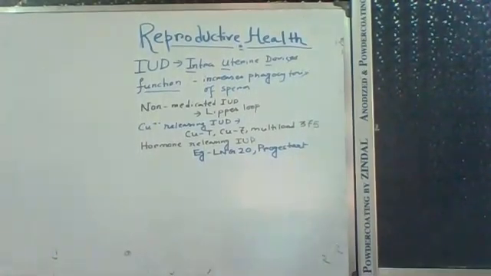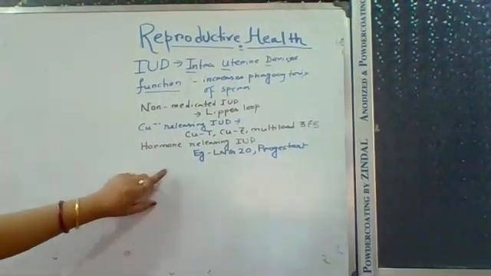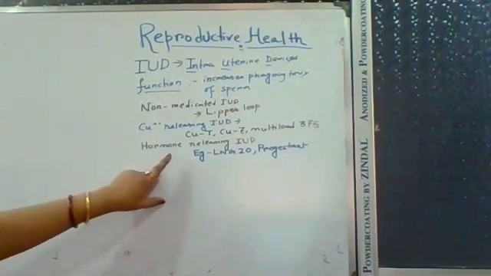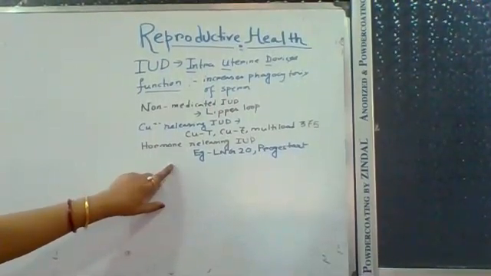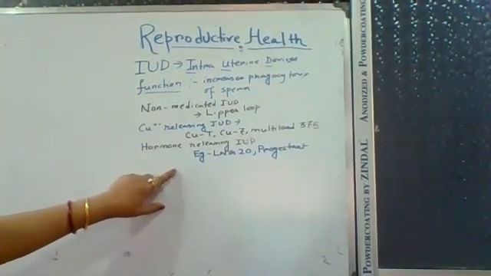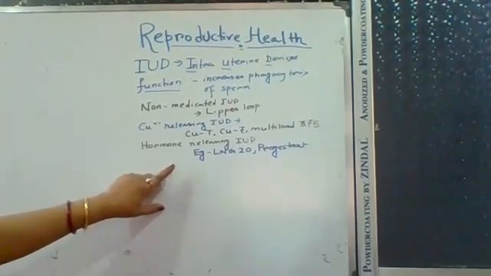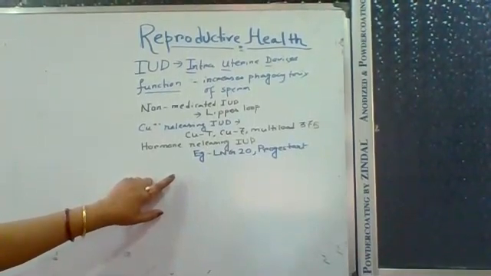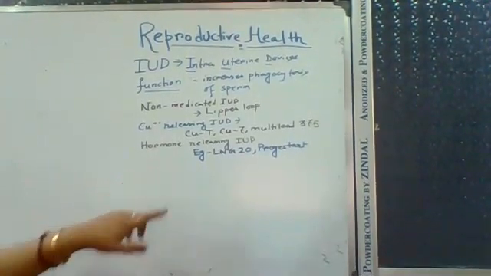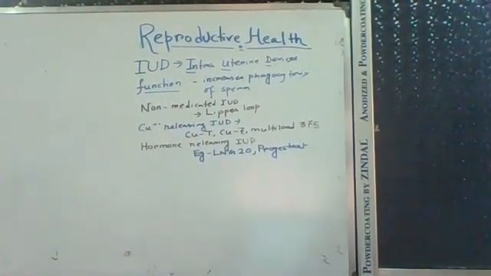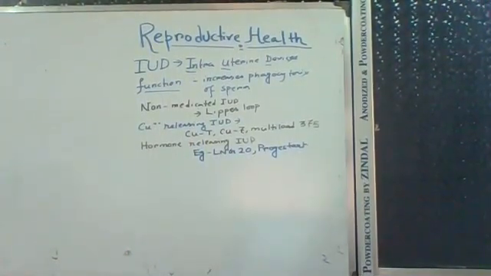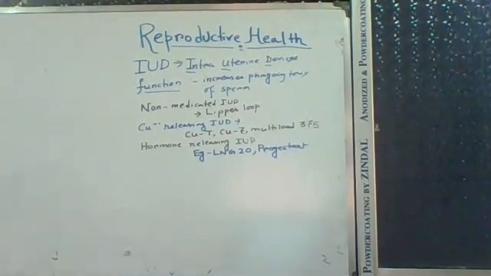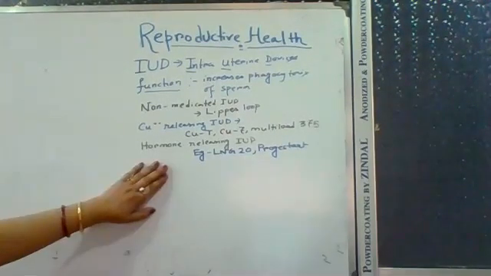So that prevents conception. So please write down under this: it makes the uterus unsuitable for implantation and the cervix hostile to the sperm. Cervix hostile to the sperm, right? So this is the utility.